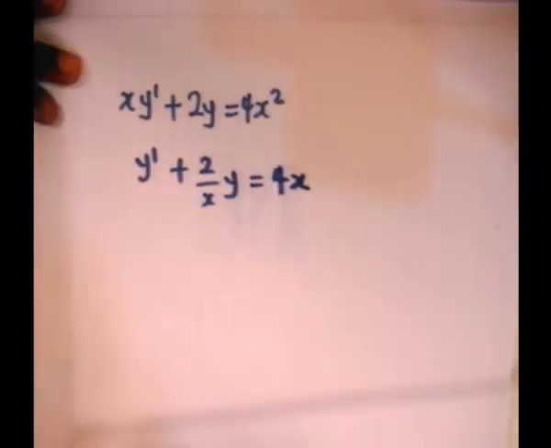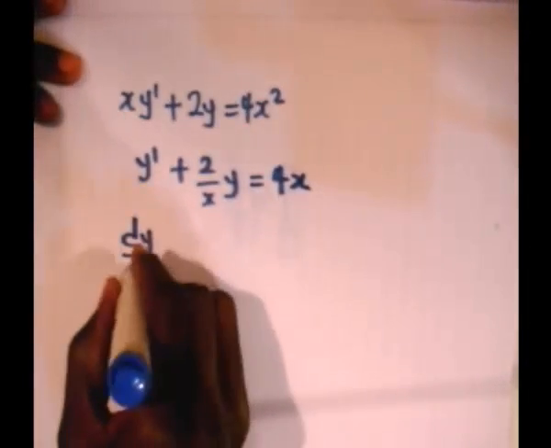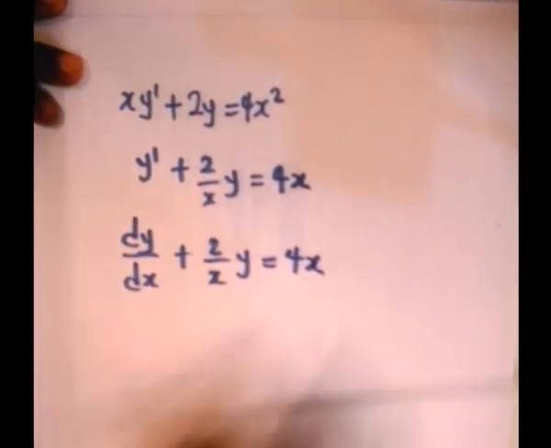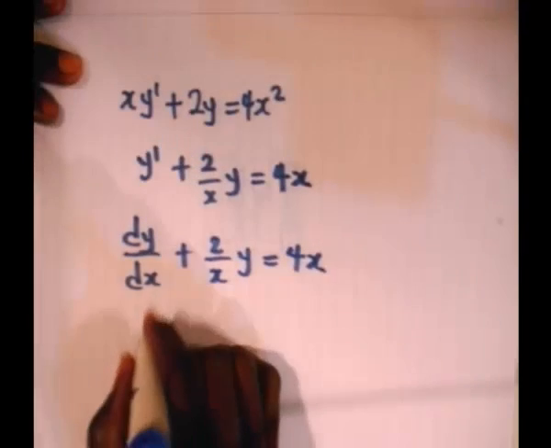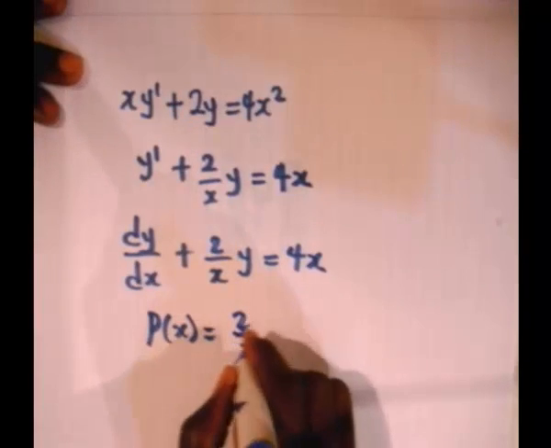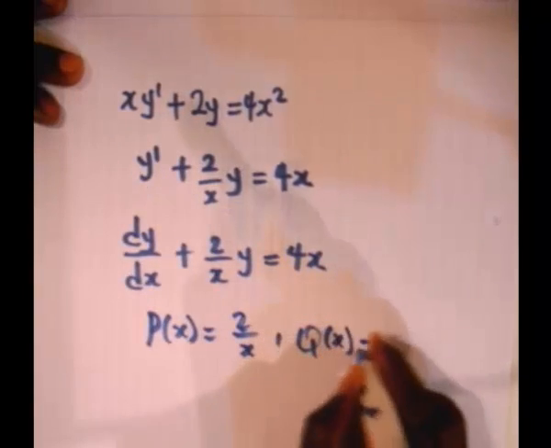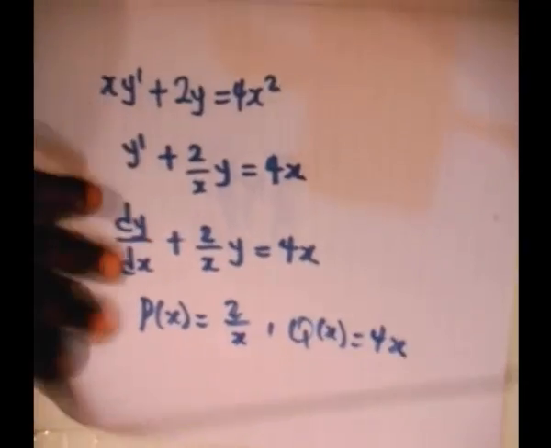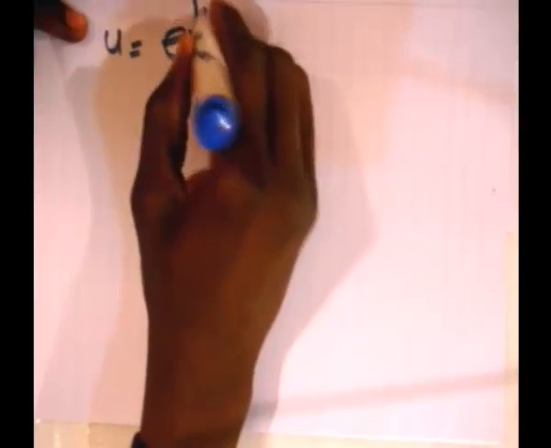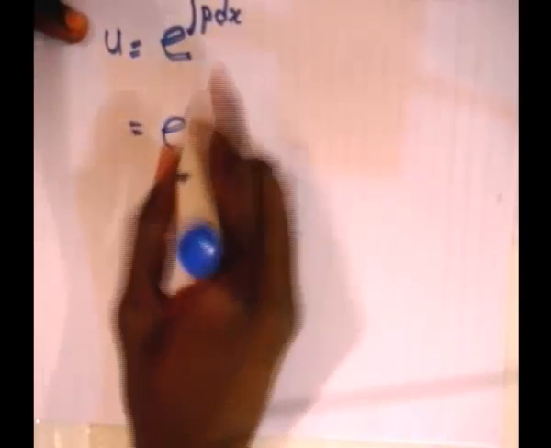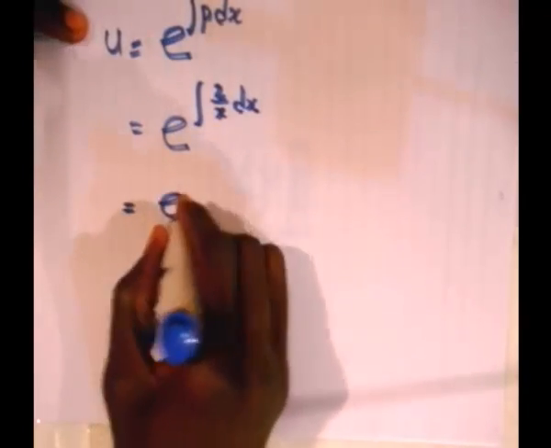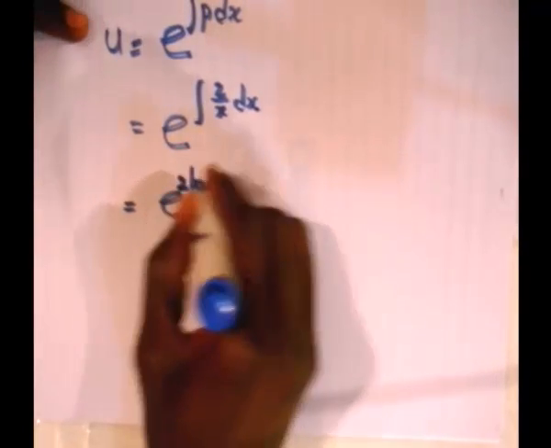And that's what we're talking about here. y prime is the same as dy/dx. So let's write it so we can see it clearly. Our p here is 2 on x and our q is 4x. So this is linear. The next thing we do is obtain our integrating factor u. u equals exponential integral p dx. That is exponential integral 2 on x dx. That is exponential 2 ln x.